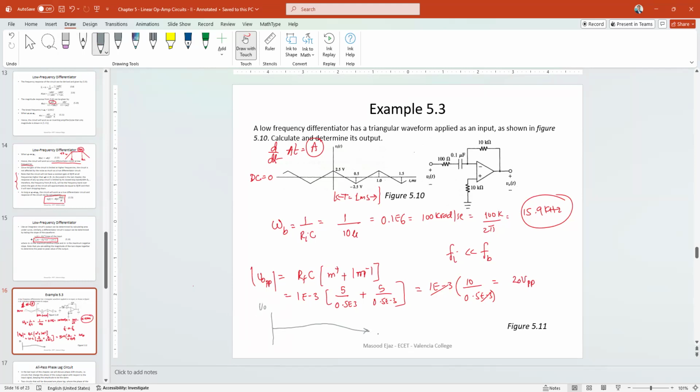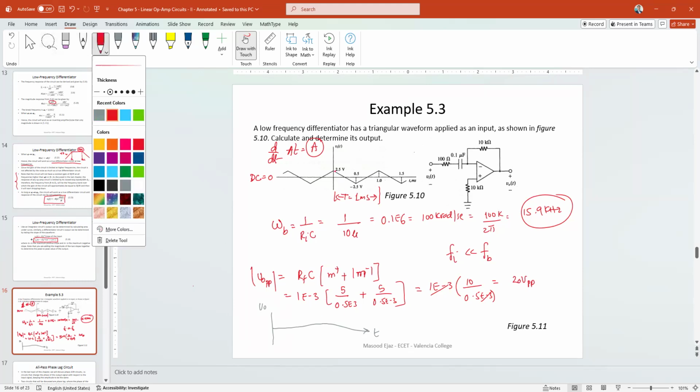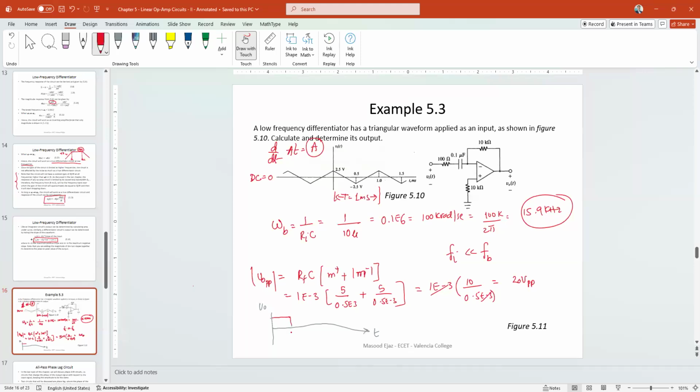So we draw the output and time scale. Since the slope is going down first, you're going to have positive first and then negative, and then positive and then negative, and so on and so forth. So you're going to have 10 volt and -10 volt, at 0.5, 1, 1.5. Time is in millisecond. And this is going to be the output of this AC or low frequency differentiator circuit.